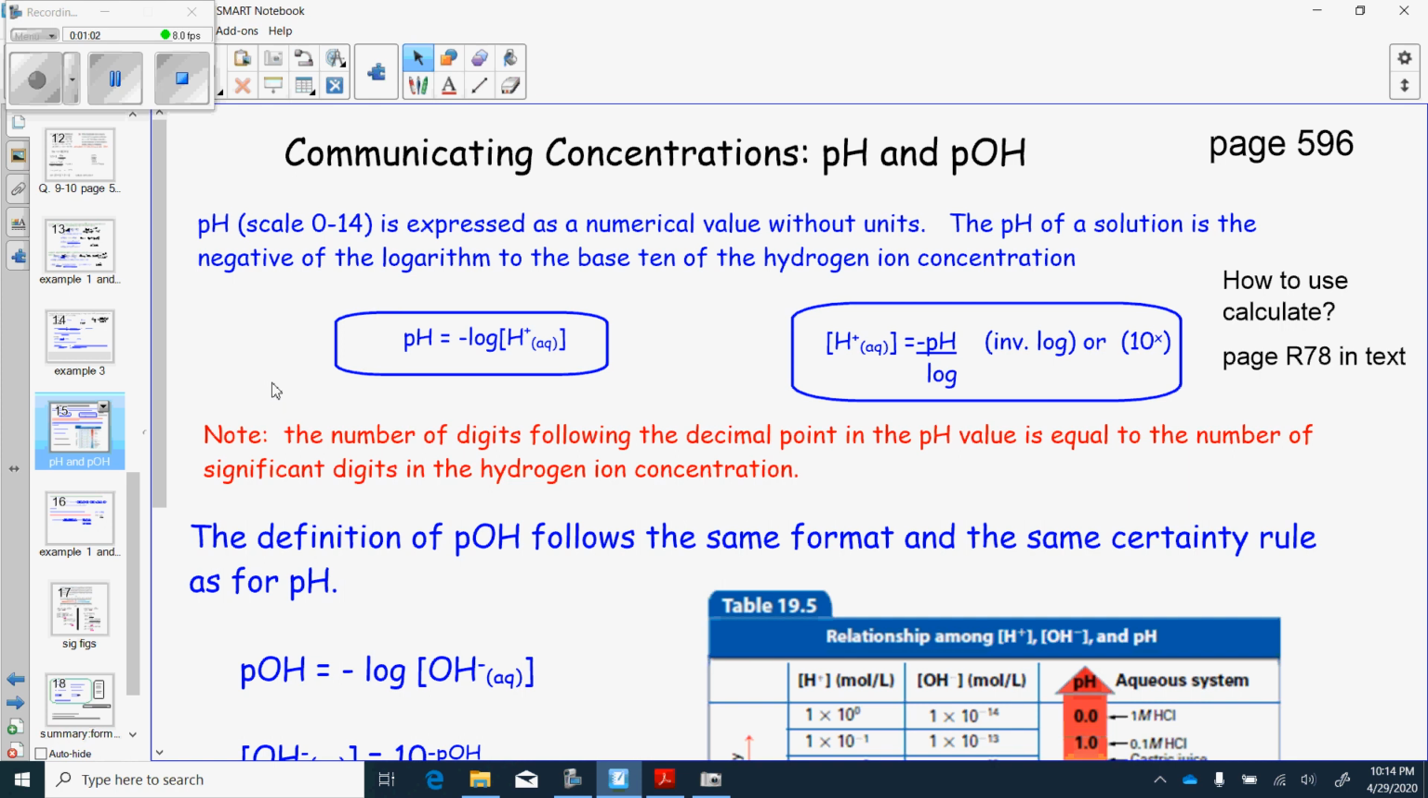So a scientific calculator is important. So if you need to pause and go hunt down a scientific calculator, please do that, okay? Because I want you to be able to know how to put this information into your calculator.